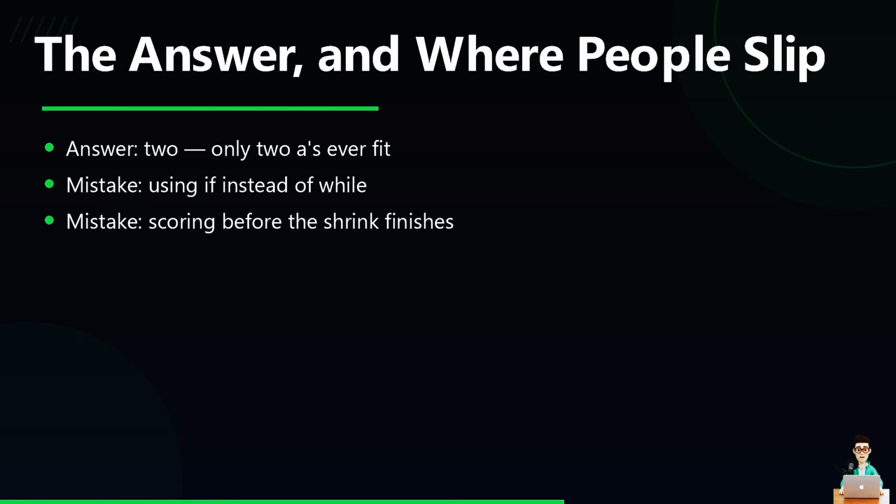Now, the mistakes I actually see. First, shrinking with an if instead of a while. On a run of 4 identical characters, one shrink step isn't enough. You need to keep shrinking until the count is legal, which is exactly why it's a while loop. I made that exact mistake once and spent way too long staring at aaaa wondering why it returned 3. Second, updating best before the string finishes, which can score a window that's still invalid.